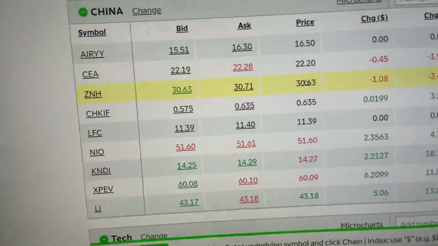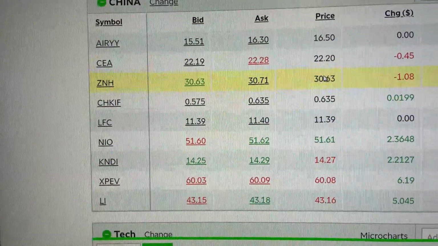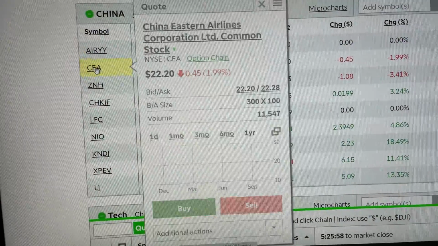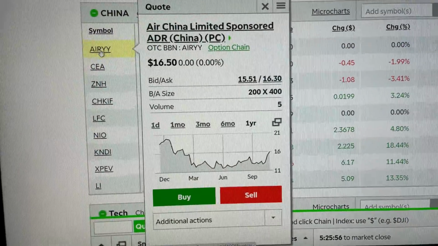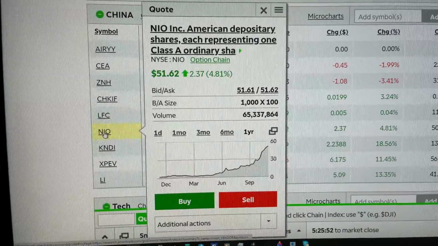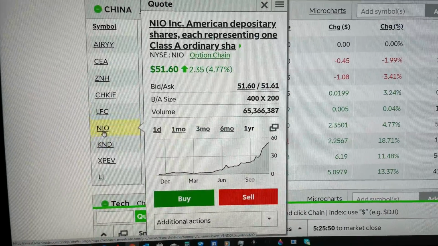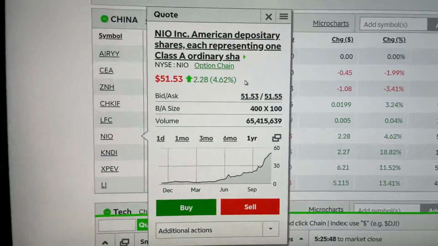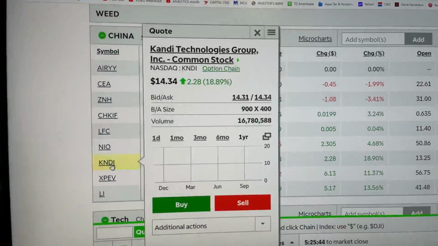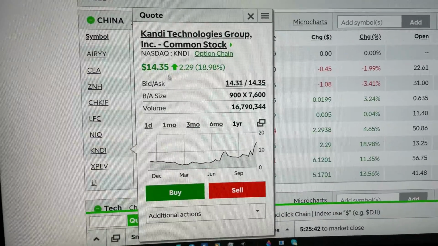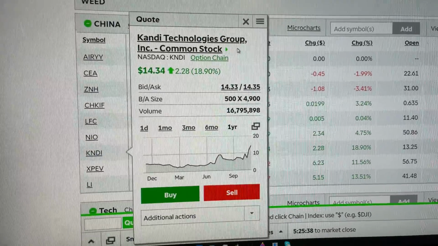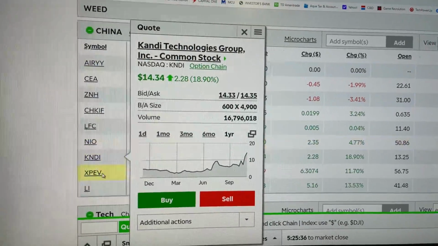So anyway, these are the Chinese stocks. Air YY, I think that's China. Oh, well, this is China Eastern Airline. Air YY is Air China, right? But their main performers that we're paying attention to are NIO, which is the electric car company. We're up to $51, so I know I'm making money on that right now. And Candy, $14. So I've already doubled that investment because I got that for this experimental account. I got that at $6 the last time it fell down.